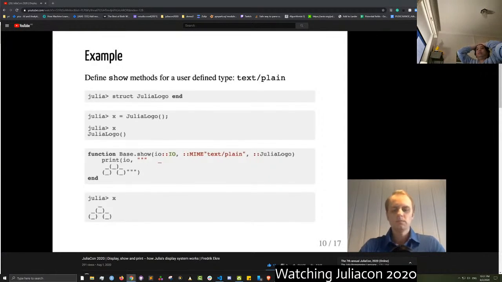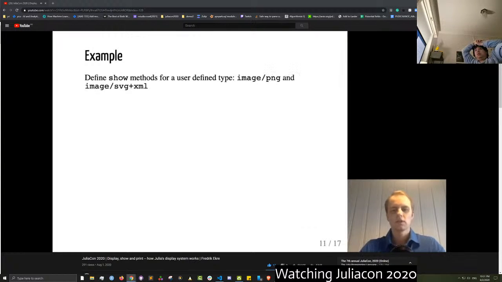All right, so let's make an image of this as well. So we can support many different image formats, for example, PNG or SVG images. And here I have an example from a notebook. So we define the same struct again, and we see the default output in text.